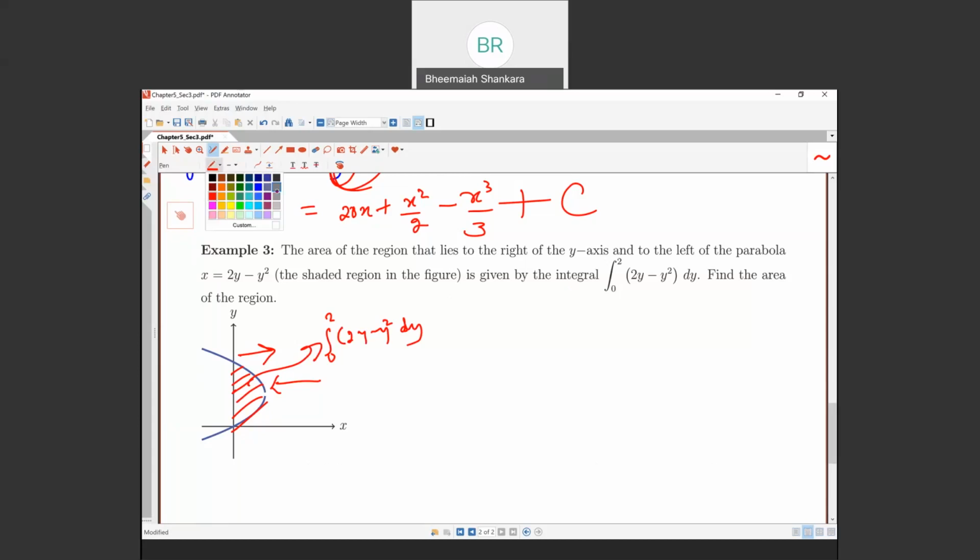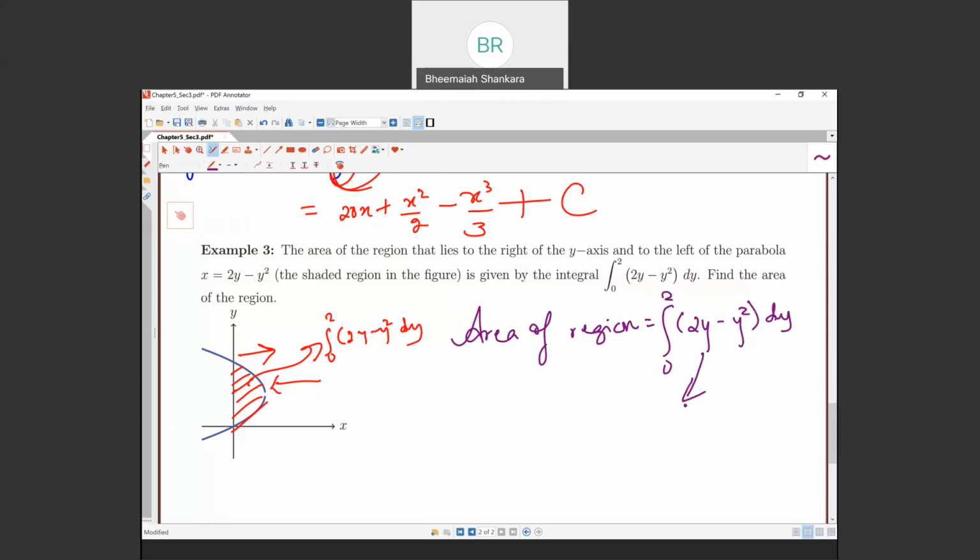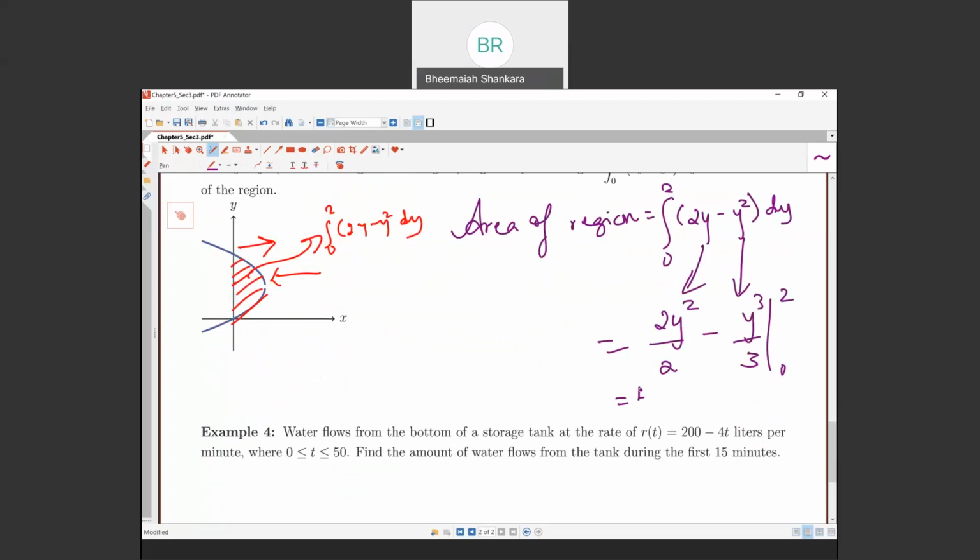You want to write this as the area of the region, which is the integral 0 to 2, then you have 2y minus y squared dy. Integrate the first function, you see you get 2y squared divided by 2. Integrate the second function, you have y cubed divided by 3. Evaluate this between 0 to 2. Then you have the first fraction as 4, and then the second fraction is 8 over 3. Evaluate at 0, you get 0, so the lower limit is 0. Simplify, you get 4/3 to be the area of the region.